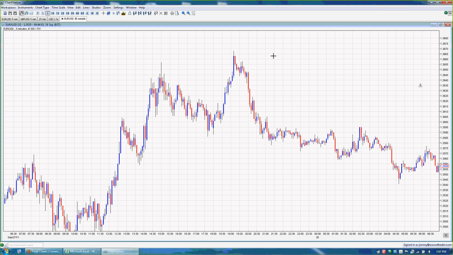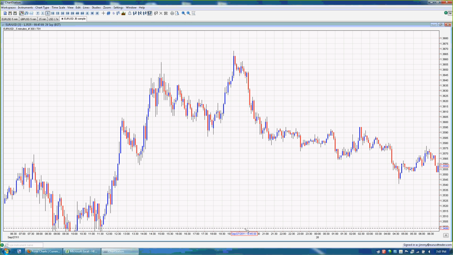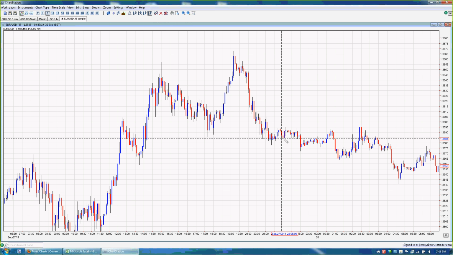The way I would do that, I would go up here to lines, go down to add lines, go down to freehand, and drag my mouse down near the bottom of the chart where I can see the times. I want to put a line at 2155 because after that, it's the new trading day. So this right here, 2200, is the start of the new trading day.